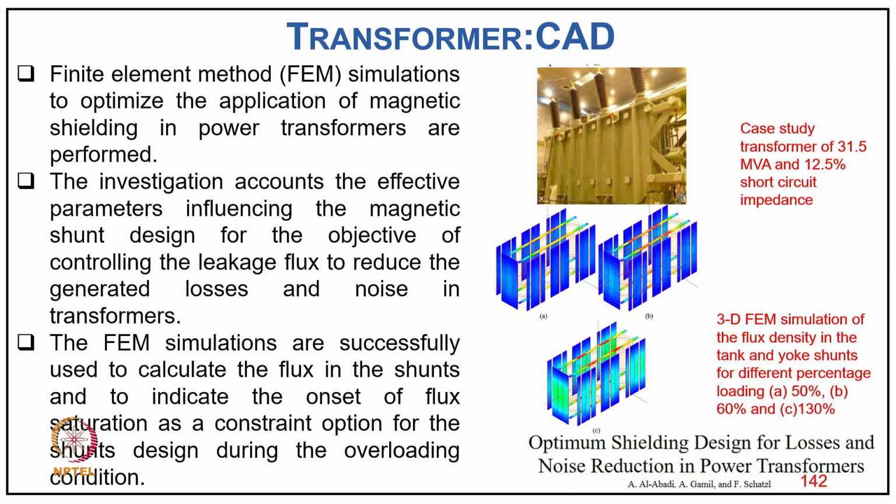So now coming to finite element method simulations to optimize the application of magnetic field shielding in the power transformer, the investigation accounts for the effective parameters influencing the magnetic shunt design, with the objective of controlling the leakage flux and reducing the losses and noise in the transformer. FEM simulations are successfully used to calculate the flux in the shunt, to indicate the onset of flux saturation, and to constrain the options for the shunt design during overloading conditions. And here you can see the optimum shielding design for losses and noise reduction in power transformers, reported in a typical publication.